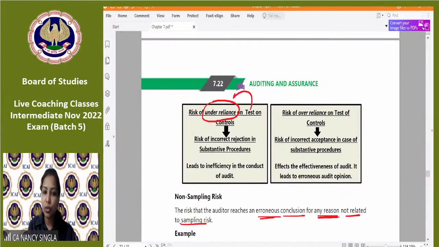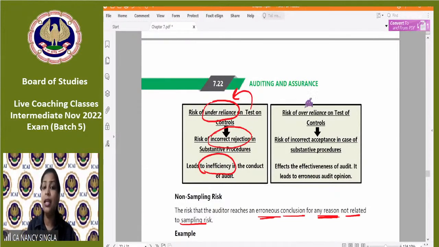तो test of controls के लिए word is what? Under reliance. कि आप सोचो test of controls are not good, in fact they are. या incorrect rejection कि material misstatement है financial statement में, in fact there is no material misstatement. तो क्या होगा? Logically सोचो ना, अगर आपको लग रहा है internal control अच्छे नहीं हैं, आप rely नहीं करोगे, आपको लग रहा है material misstatement है, आप दोबारा से checking करोगे, तो it will lead to what? Inefficiency in conduct of audit. Opinion गलत नहीं आएगा इसमें.